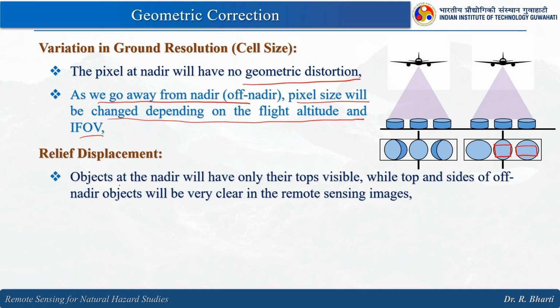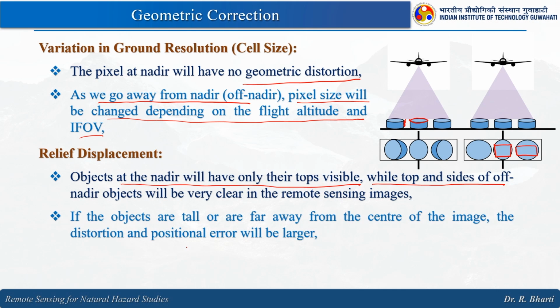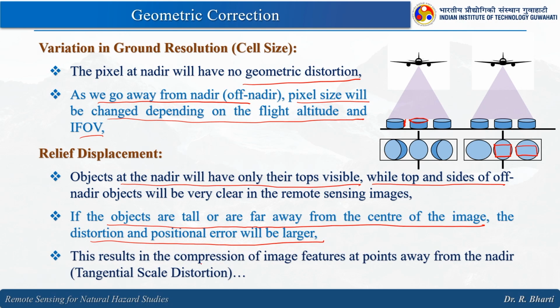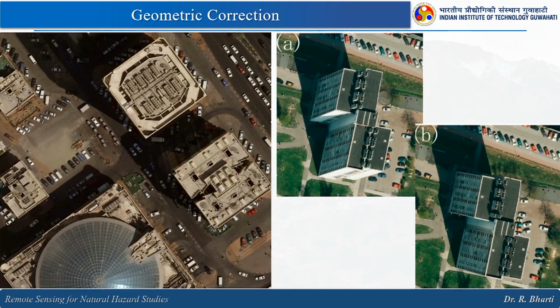The relief displacement: objects at the nadir will have only their tops visible, while top and side of off nadir objects, because when you see from this side, will be visible. Here it will be only the top view visible for this object, right. If the objects are tall or are far away from the center of the image, the distortion and the positional error will be larger. This results in the compression of the image features at points away from the nadir. This is called tangential scale distortion, right.